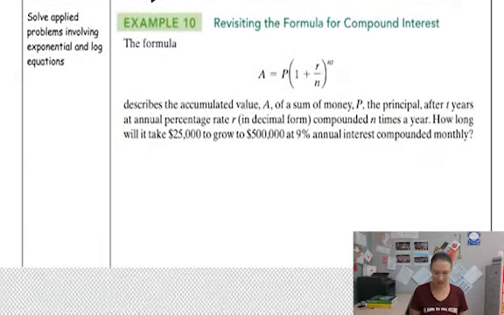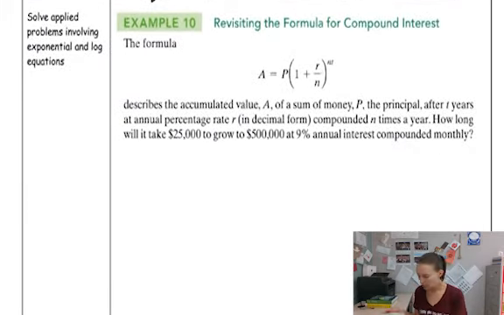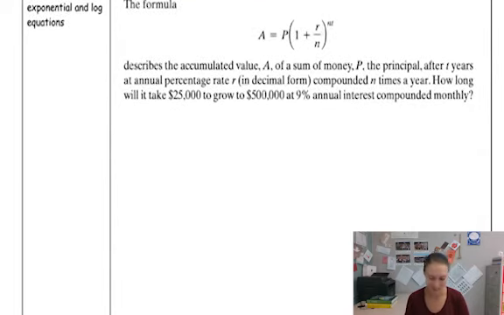Okay, so last example here for our notes. We have our compound interest rate formula. I love when we do application problems, especially when they're finance related. It's very fun. So this describes the accumulated value A of a sum of money P, the principal, after t years at annual percentage rate r in decimal form, compounded n times a year. So we've gone over this formula before in previous videos.